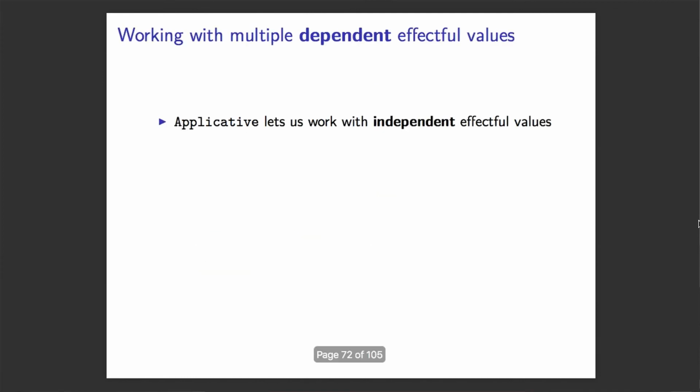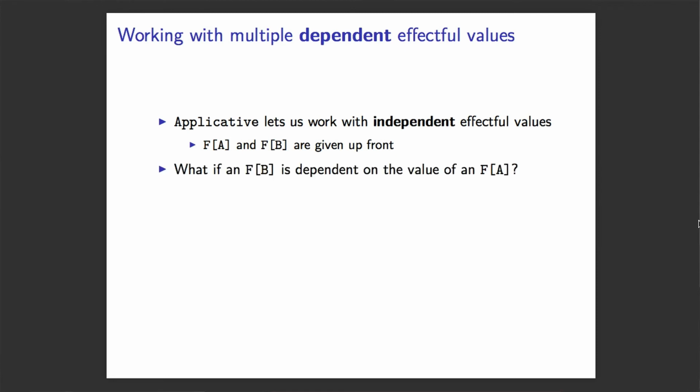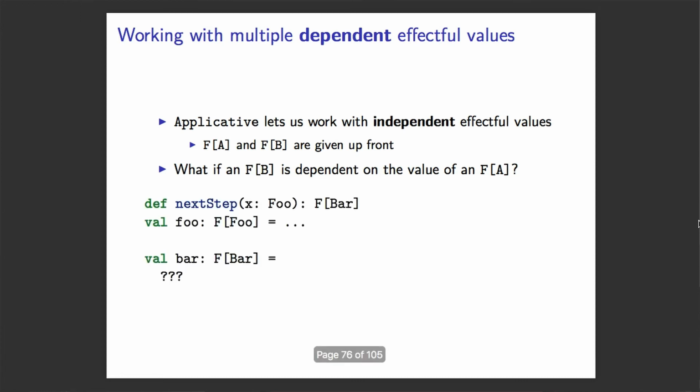So far I've been talking about applicatives working with specifically independent effectful values. And what this means is we have our values up front, right? F of a and f of b are given to us up front. Our function says, given an f of a and an f of b, give me an f of the pair ab. But what if we wanted to have an f of b that is dependent on the value of an f of a? Right? So let's say I have a function called nextStep that takes a foo and produces an f of a bar. And then I have an f of a foo, and I want to produce an f of a bar.